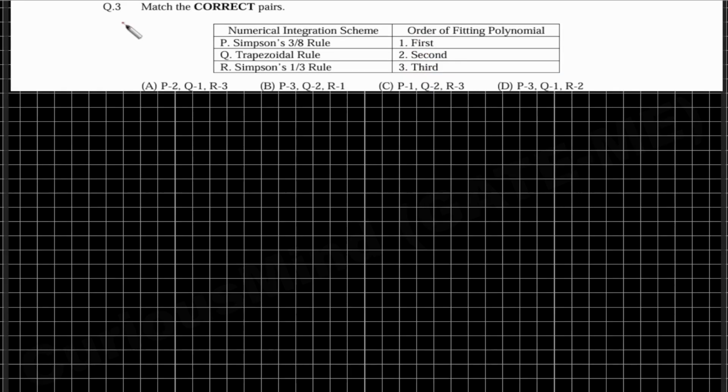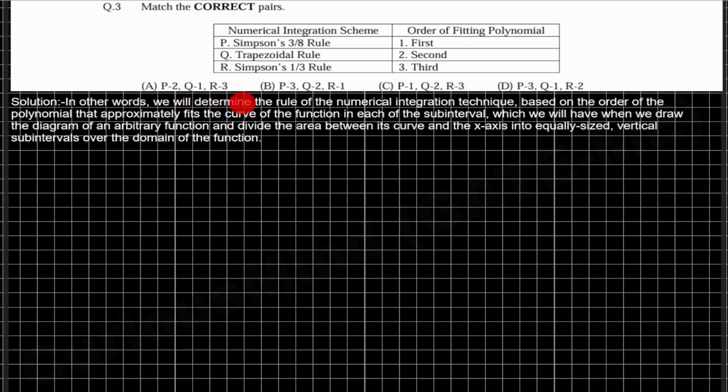Alright, in other words, we will determine the rule of the numerical integration technique based on the order of the polynomial that approximately fits the curve of the function in each of the subintervals, which we will have when we draw the diagram of an arbitrary function and divide the area between its curve and the x-axis into equally sized vertical subintervals over the domain of the function.